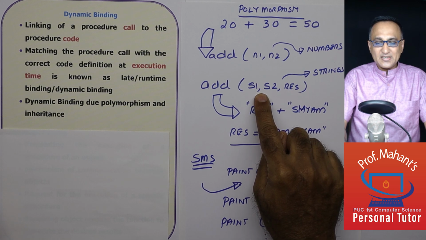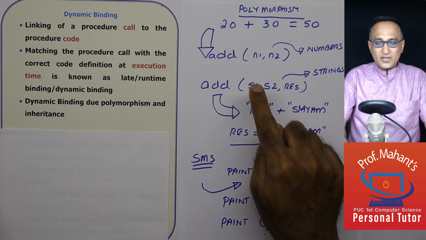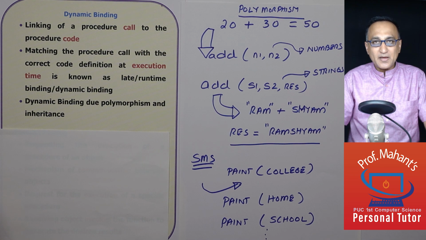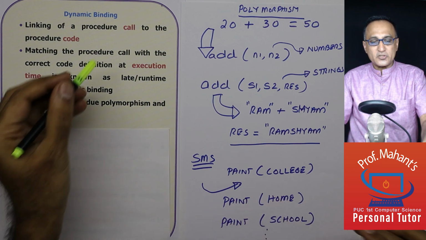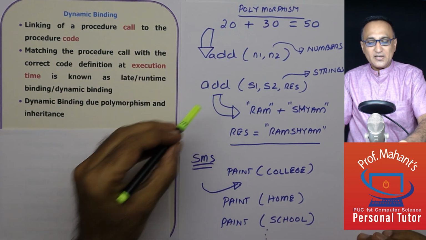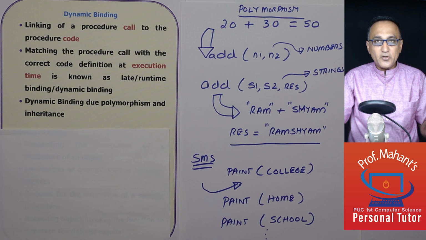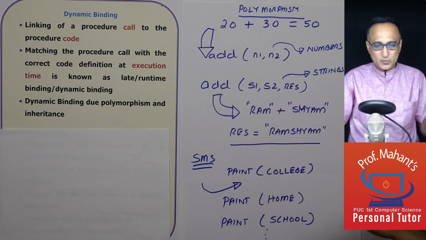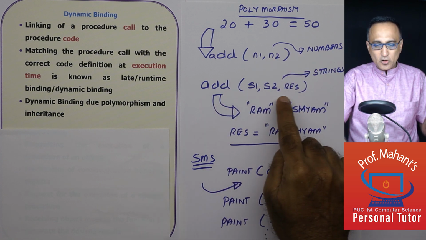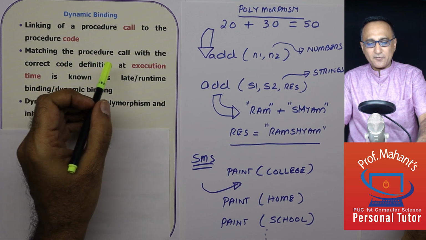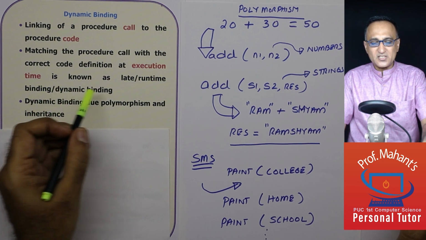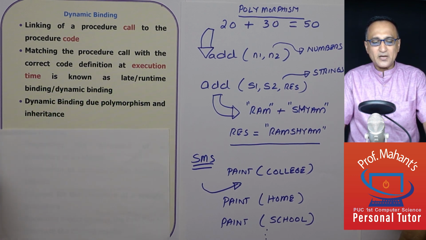So whether I should call this add or that add is only known when I am executing or running the program. Therefore, the correct function needs to be called during execution. If it calls this when I'm sending strings, it is wrong, and vice versa. So when I send strings, it should call this one. It should match the correct function name with the exact code during execution. This is known as late runtime or dynamic binding.